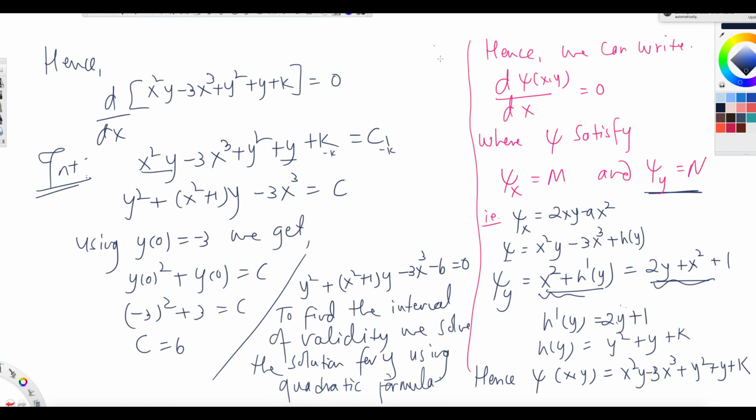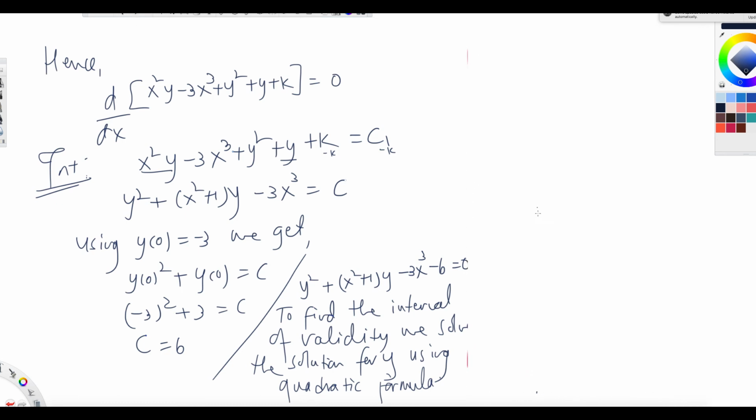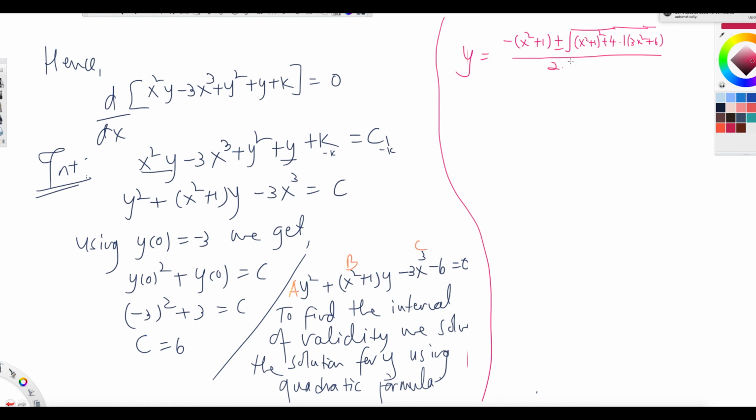Okay, guys, so let us solve this using the quadratic formula. Then what do we get? You see that this looks like ay squared plus by plus c, right? So how do you write that? Using the quadratic formula, you can write y equals negative (x squared plus 1), that's b, plus or minus the square root of b squared, which is (x squared plus 1) squared, minus 4a, and then c is negative 3x cubed minus 6, right? That will make plus 12x cubed plus 24. That's what you can write. And then divide by 2a, which is 2 times 1.